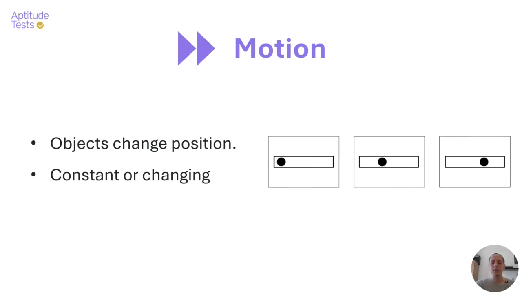The second pattern is motion, which is pretty simple to understand. The objects change their position, and here too, similar to the rotation pattern, the movement can be either constant, meaning that it moves the same, so to speak, distance with every step, or it can change. It can increase, it can decrease, and we're going to see examples of that in the questions.